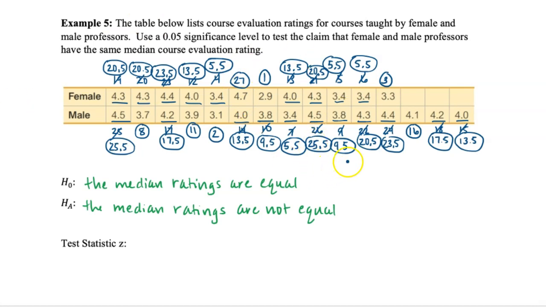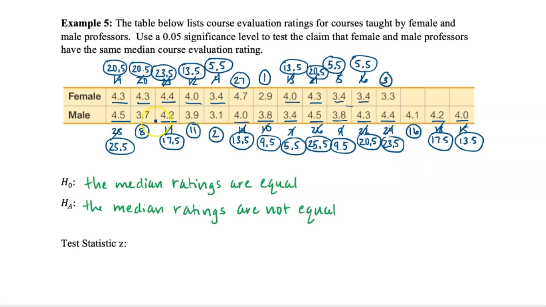Now that I've ranked all of these values, I just want to double check something. The last rank should be the total number of values, so it should be the total sample size among the two different samples. If my last value is 27, I should have 27 samples. Let's make sure: we have 12 from female and 15 from male. Great, so we have a total of 27 samples.